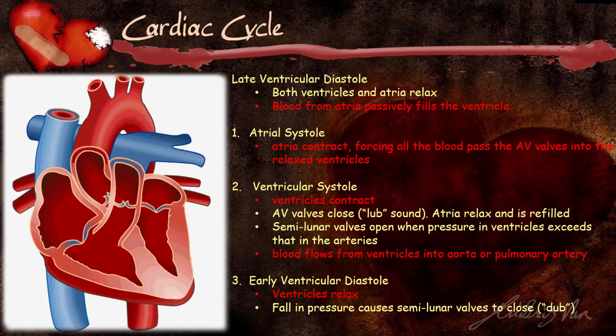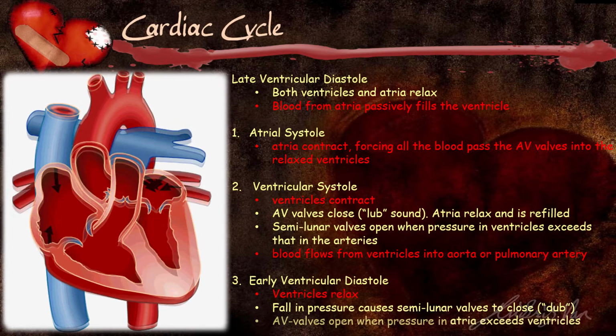As I mentioned earlier, the atrium will start to be refilled by blood from the vein. And when the pressure in the atrium exceeds that of the ventricle, the AV valves will open and the blood will flow passively from the atrium to the ventricle, and the cycle will continue.